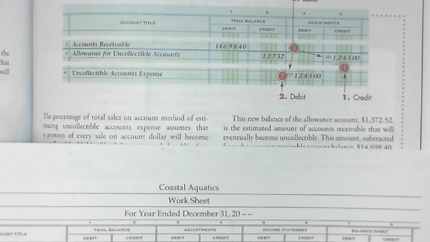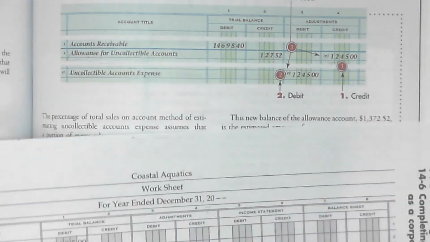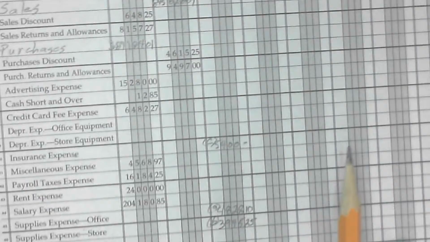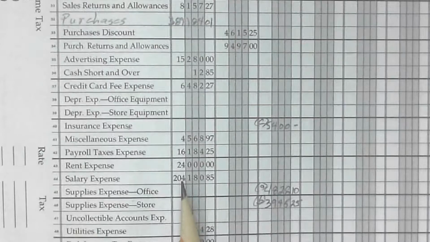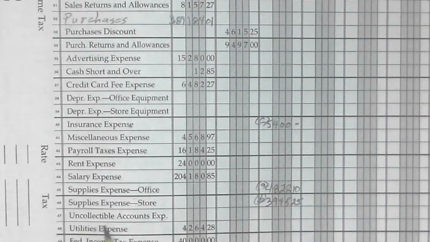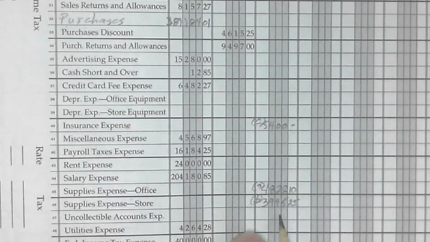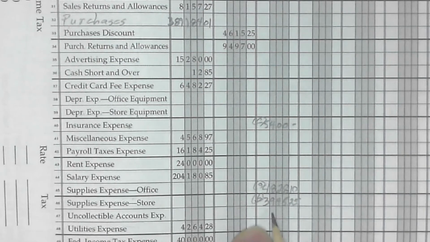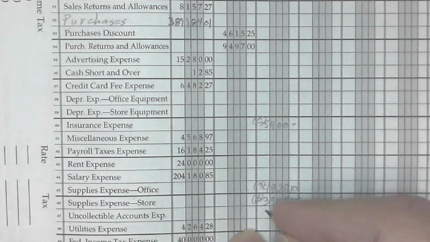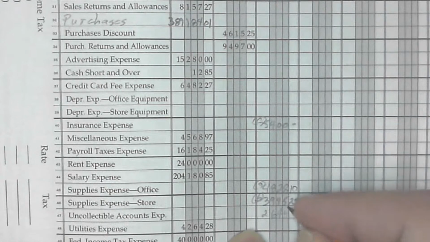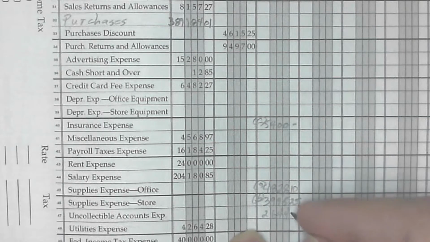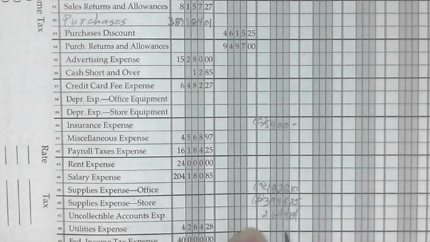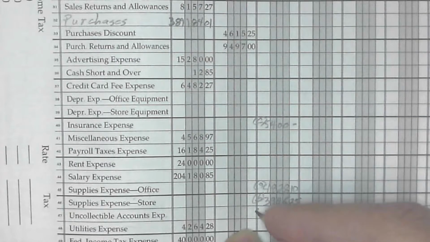So we're going to find our uncollectible accounts expense on our second sheet, which is line 47. So we've got line 47, uncollectible accounts expense. And it's just going to go right here underneath our other expenses. That same amount at 2,644.84. So that'll be an E.